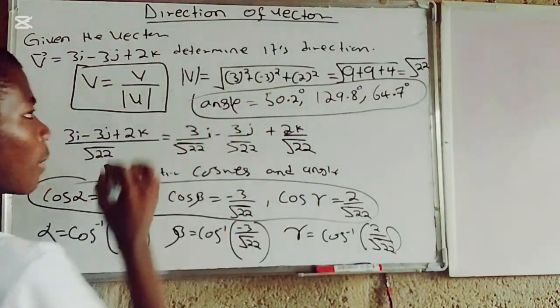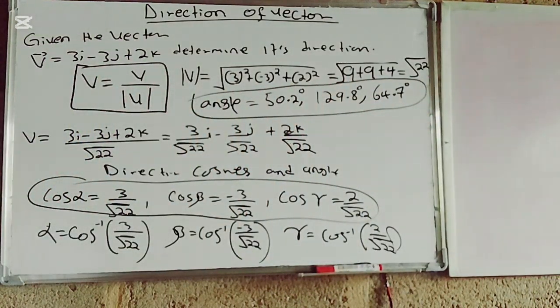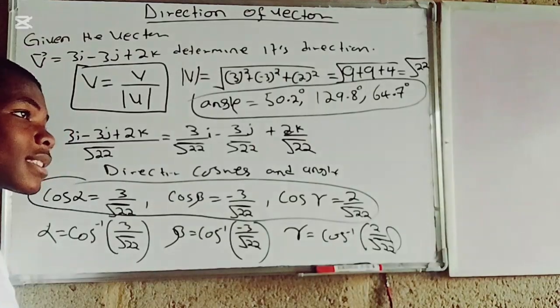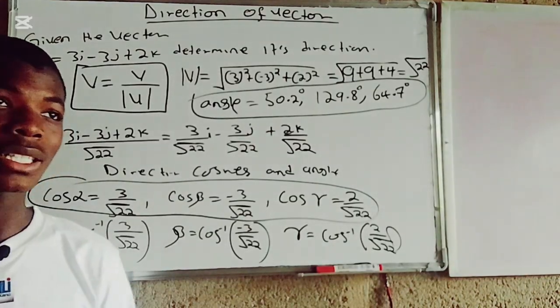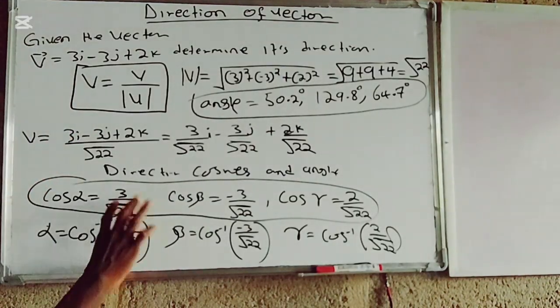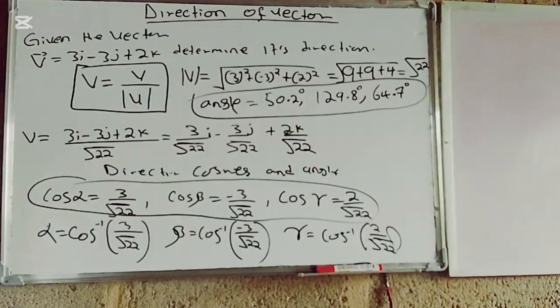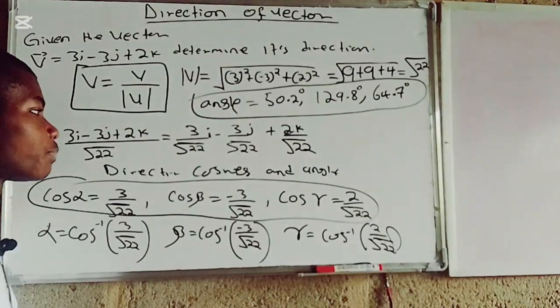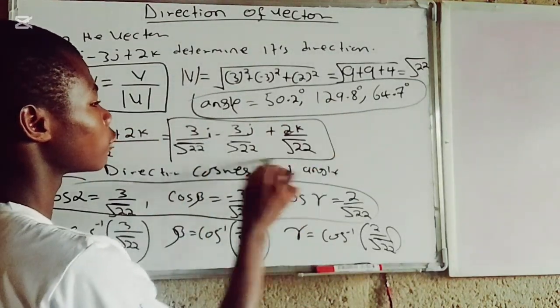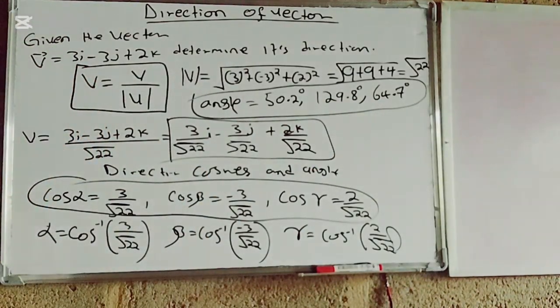But if you are not asked to find all that, there is a question that you might be given where it is only asking to identify the direction of the vector. So we are asked to only find the direction of this vector. So this is the direction of the vectors.